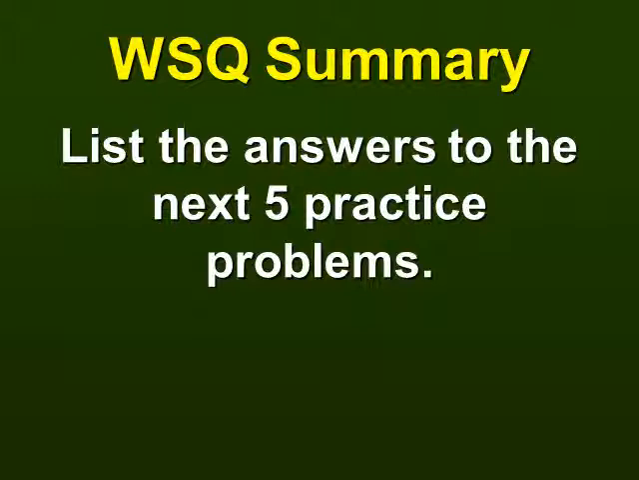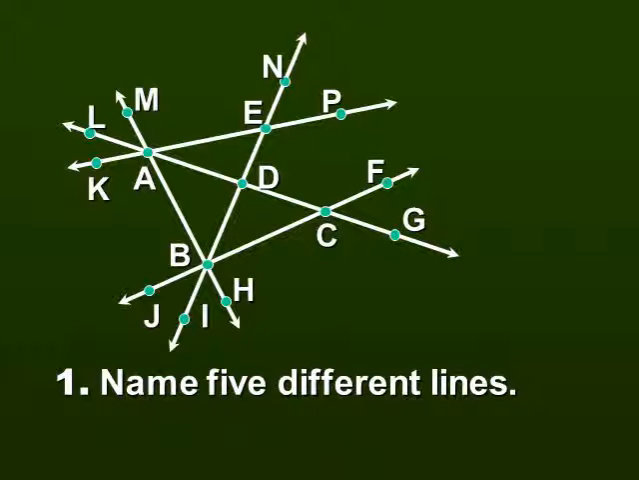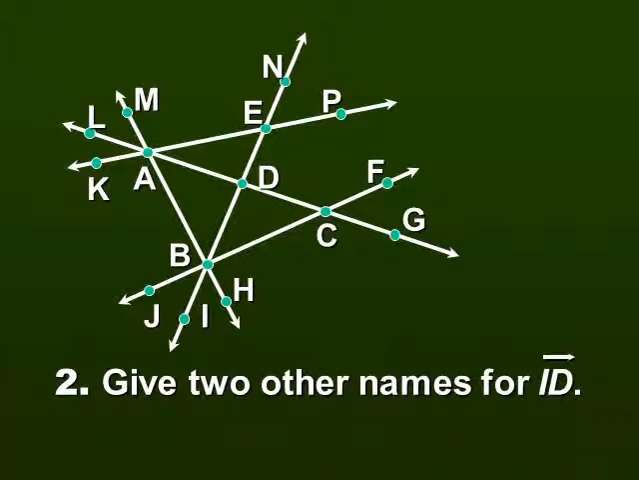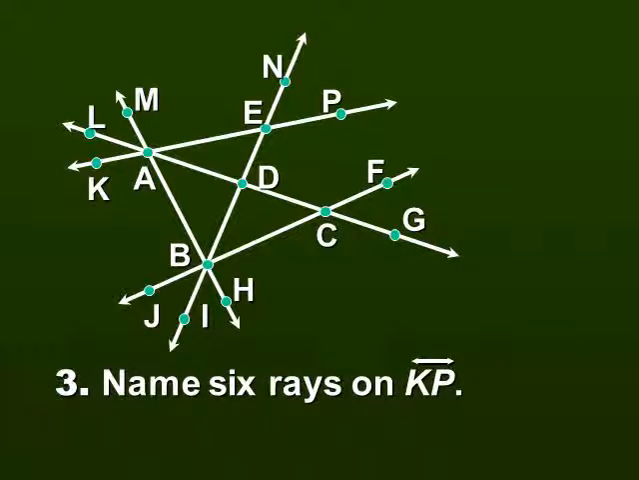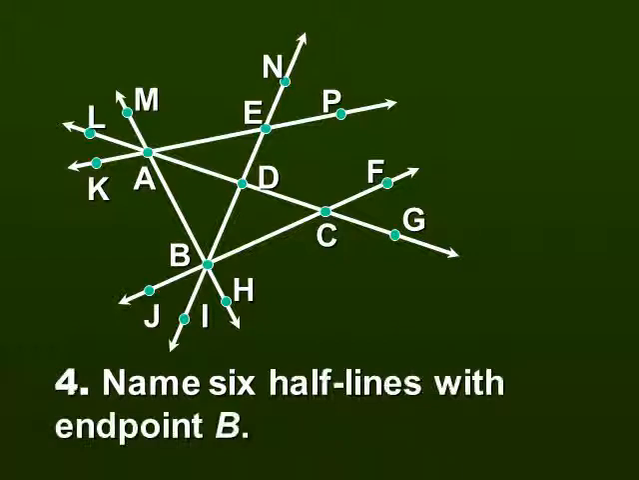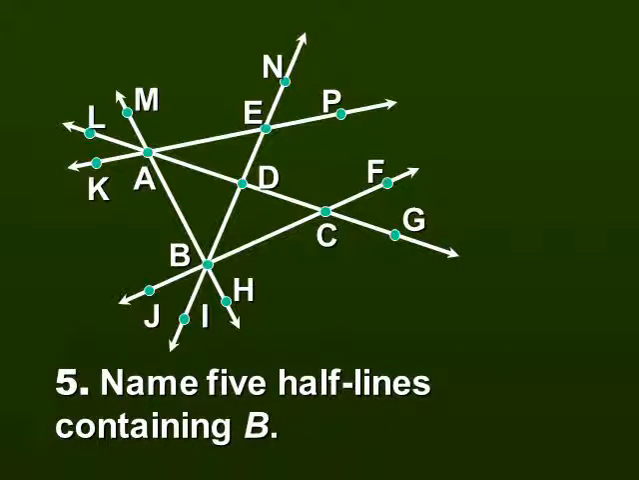Okay, so for your WISC summary, I need you to list the answers to the next 5 practice problems and send me the email. Name 5 different lines. Give 2 other names for the ray ID. Name 6 rays on the line KP. Name 6 half lines with endpoint B. Name 5 half lines containing point B.